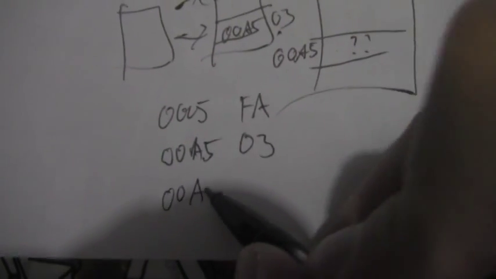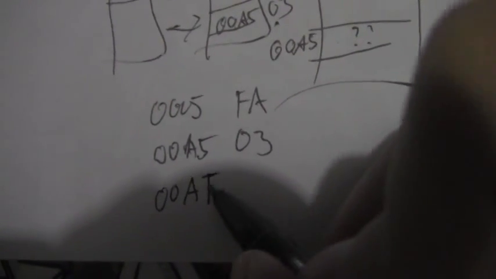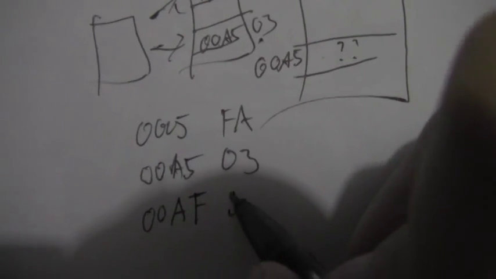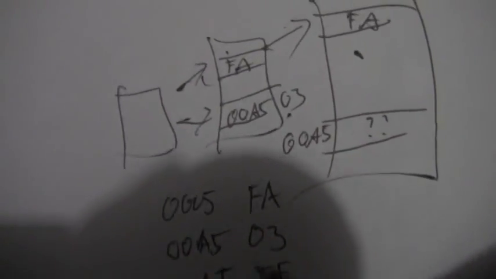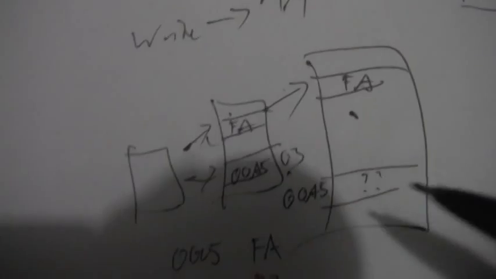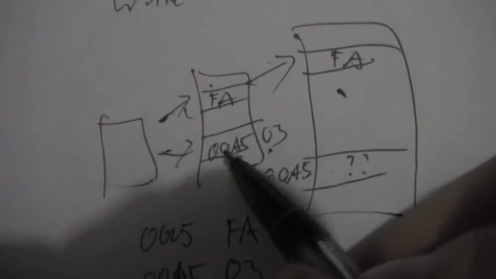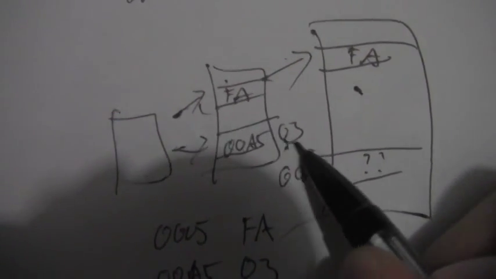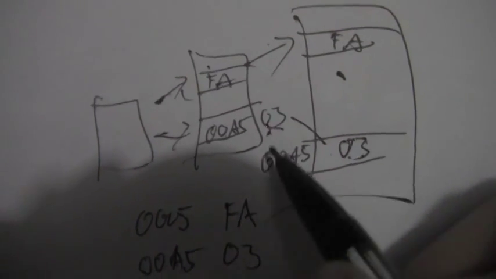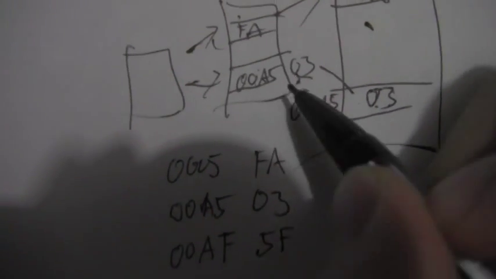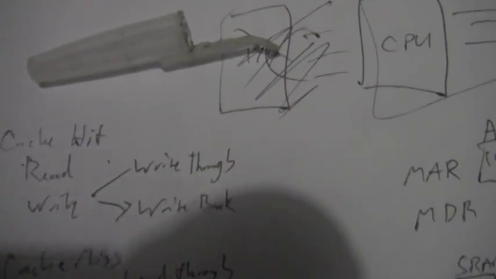But let's say I want to write 00AF50F. This will, well, let's say it might be replaced. Just before it gets replaced, it writes 03, and then 0AF takes over. So that's the difference between write through and write back.